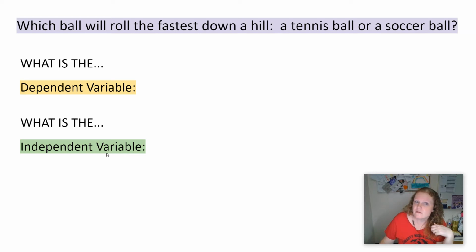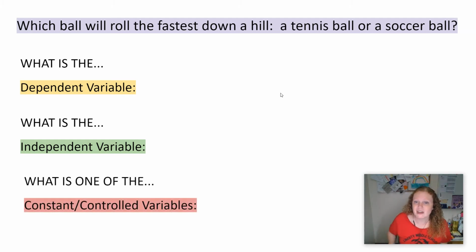Now, notice both of those things, those categories, were found in the question itself. Rolling the fastest, that was our dependent variable. The type of ball right here, tennis or soccer, that was the independent variable. They're right there in the question. They don't always come in a certain order, but they are there in the question.